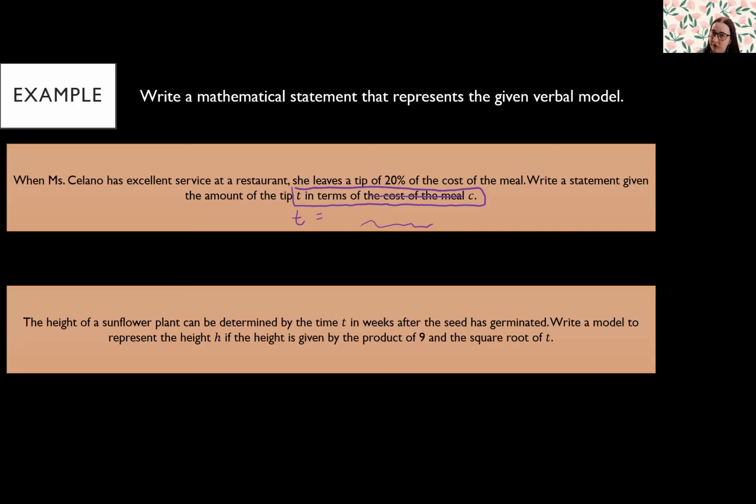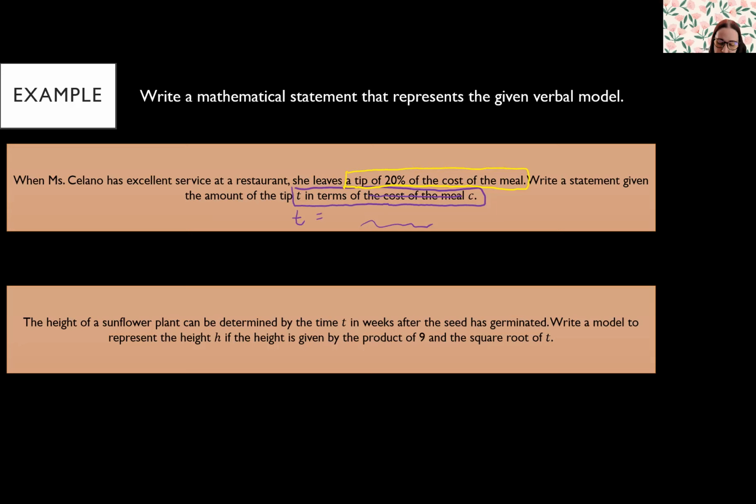Now I need to go back to the first sentence and figure out, what is the mathy part of the sentence? A tip of 20% of the cost of the meal. So that's what we need to translate. We don't care about the words when Ms. Solano has excellent service at a restaurant. That has nothing to do with the actual math that's going on here. We have a tip that's 20% of the cost of the meal.